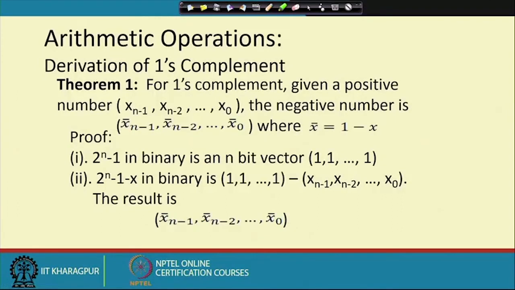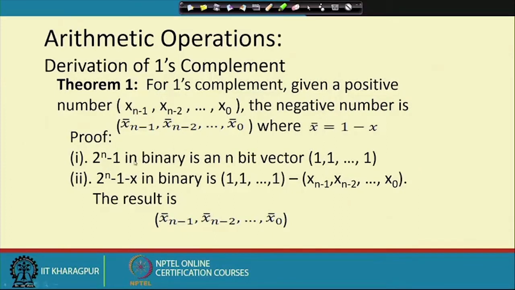Okay. So, how do I derive 1's complement? For 1's complement, given a positive number with individual bits x n minus 1, x n minus 2 up to x 0, the negative number is given by x n minus 1 bar, x n minus 2 bar up to x 0 bar, where x bar is actually 1 minus x. So, x n minus 1 bar is 1 minus x n minus 1, like that.